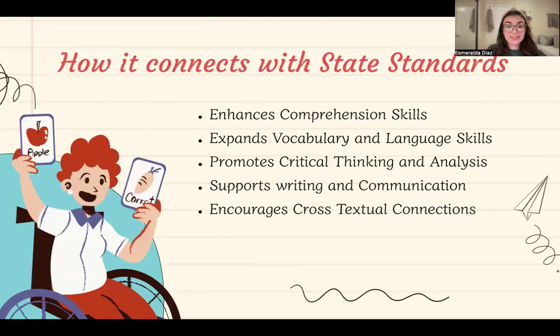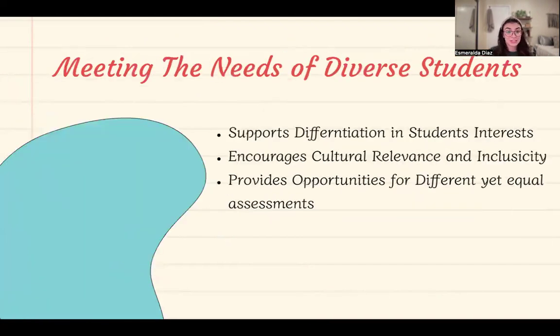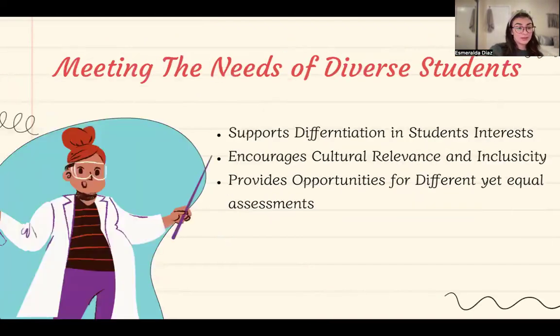How it connects with state standards. First off, it enhances comprehension skills, expands vocabulary and language skills, promotes critical thinking and analysis, supports writing and communication, and encourages cross-textual connections. Reading standards often involve comparing and contrasting texts and understanding how different texts address similar themes or topics. So it is important to use literature to bridge these various subjects to help students make these connections on their own.